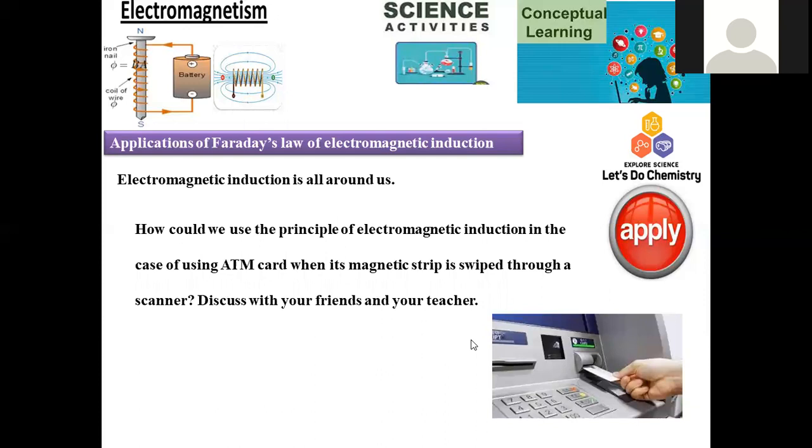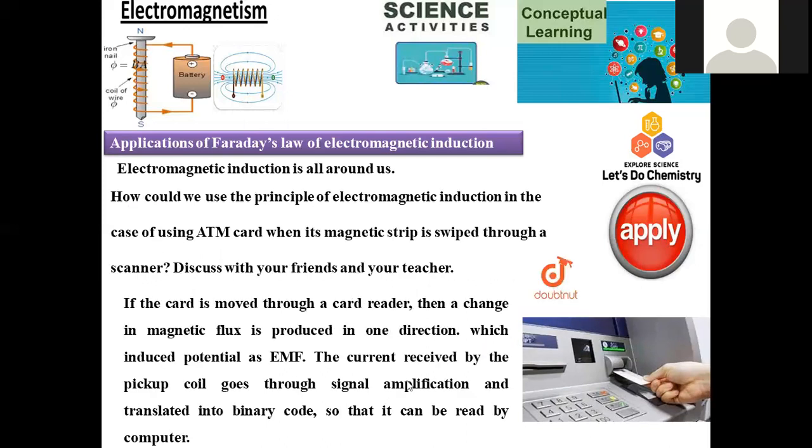One more application you can find in our daily life is ATM working, the automated teller machine. How could we use the principle of electromagnetic induction in the case of an ATM card when its magnetic strip is swiped through the scanner? Discuss with your teacher how it is working. Let us see the working principle. I collected this answer from the online platform called Doubtnut. If the card is moved through the card reader, then a change in magnetic flux occurs. So here is also the working of Faraday's law. Electromagnetic induction is possible.